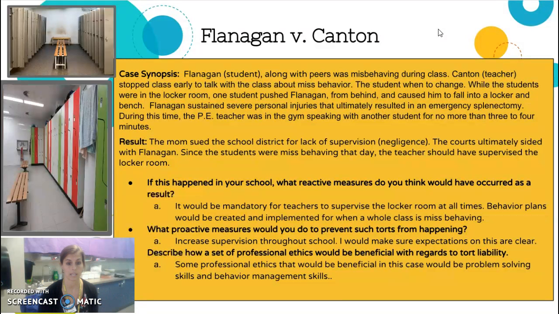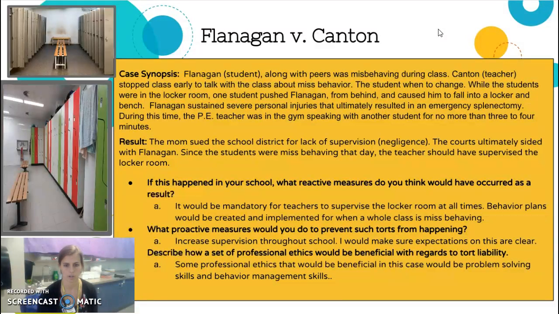During this time, a kid pushed another kid, and it caused him to fall into a locker and a bench and caused some injuries. Therefore, the mom sued the school district due to lack of supervision. The result was the courts ultimately sided with the student and stated that since the students were misbehaving as a whole, the teacher should have supervised the locker room more that day.